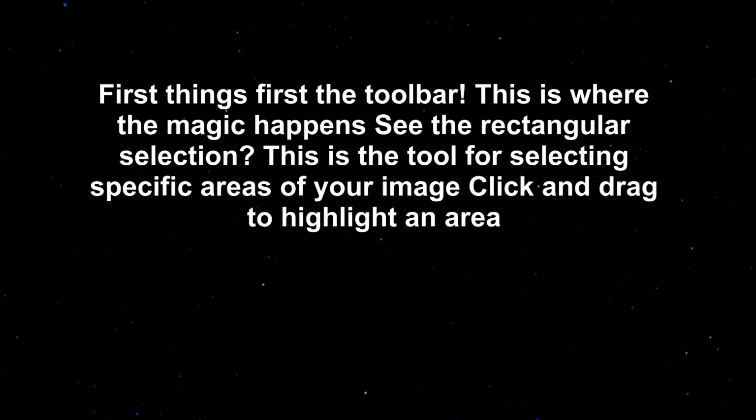First things first, the toolbar. This is where the magic happens. See the rectangular selection. This is the tool for selecting specific areas of your image. Click and drag to highlight an area.